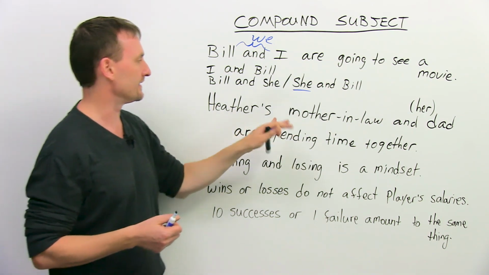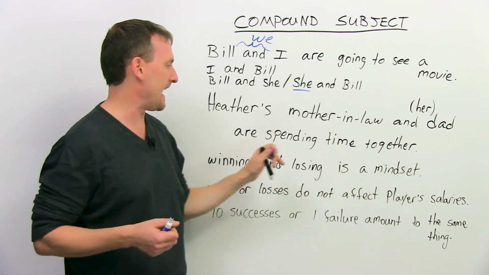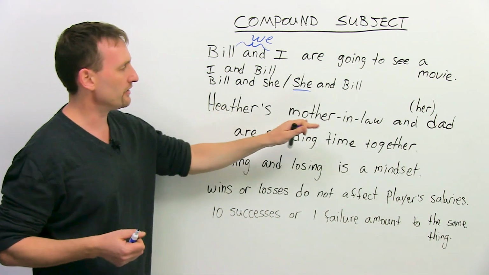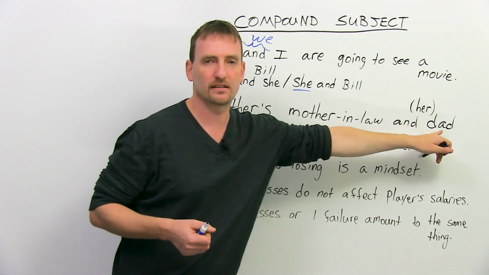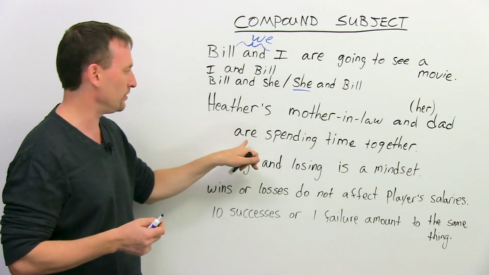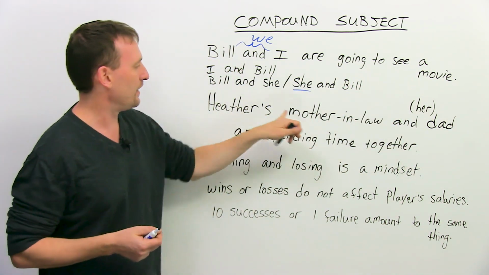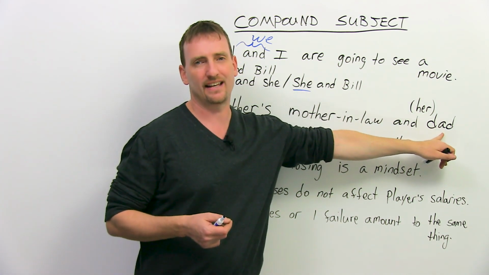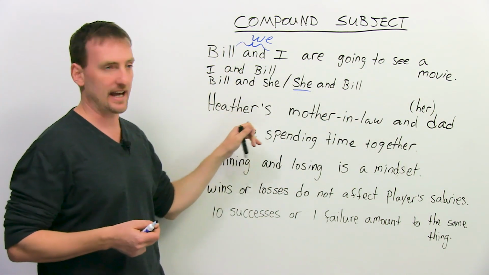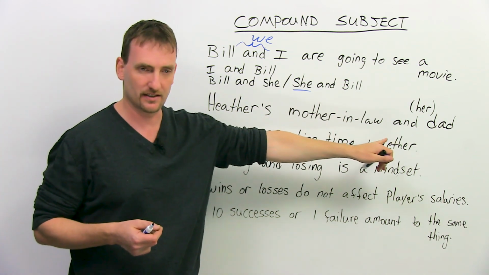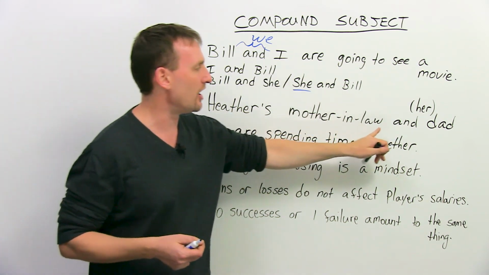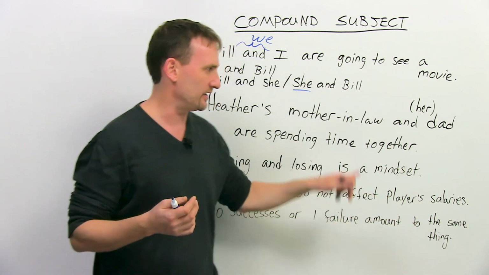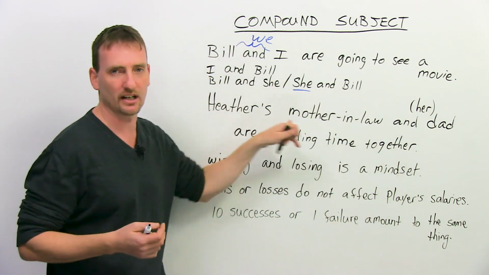Now, let's look at this sentence. Heather's mother-in-law and dad are spending time together. Okay? Heather's mother-in-law, one person. Dad, second person. Together they make 2. They are spending. Now, Heather's mother-in-law and dad. You must understand that dad is Heather's dad, not the mother-in-law's dad. If I said Heather's mother-in-law and her dad, then it becomes a little bit confusing. Because whose dad? Because there are 2 women here, right?